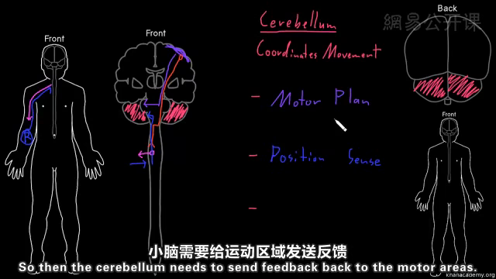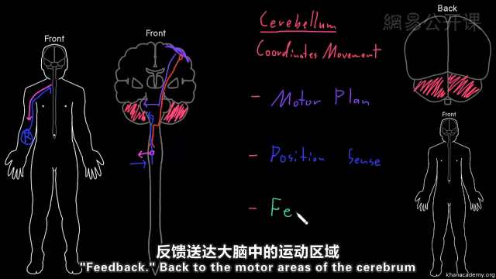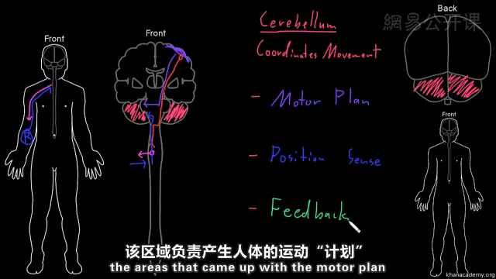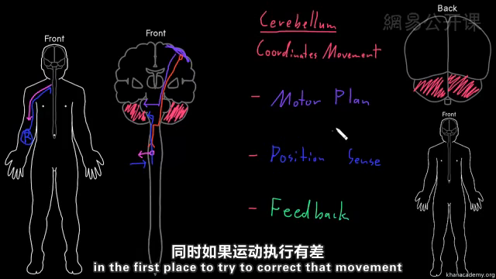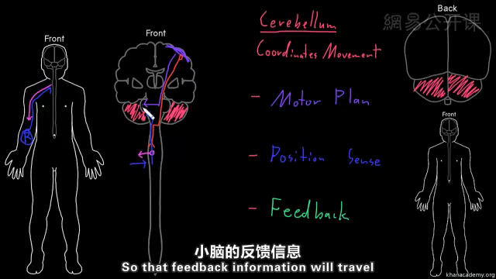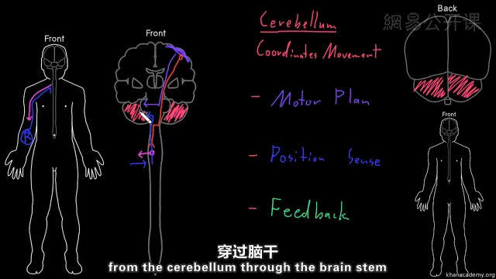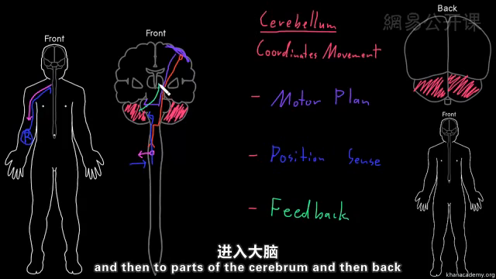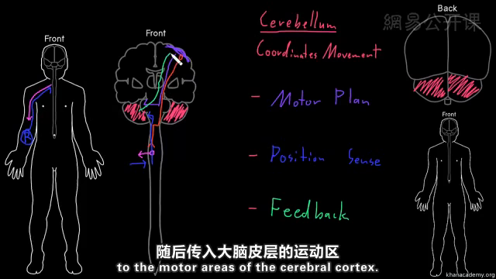So then the cerebellum needs to send feedback back to the motor areas of the cerebrum, the areas that came up with the motor plan in the first place, to try to correct that movement while it's occurring. So that feedback information will travel from the cerebellum through the brainstem and into parts of the cerebrum, and then back to the motor areas of the cerebral cortex.